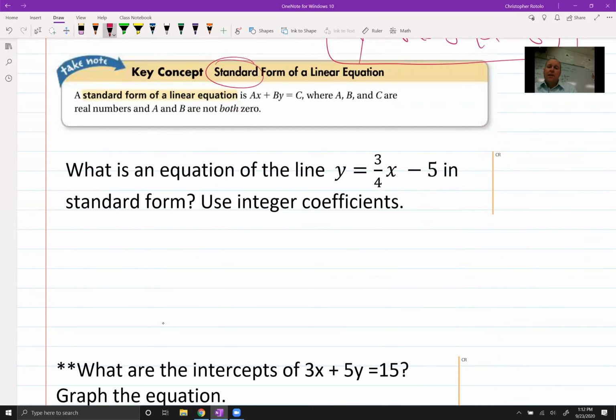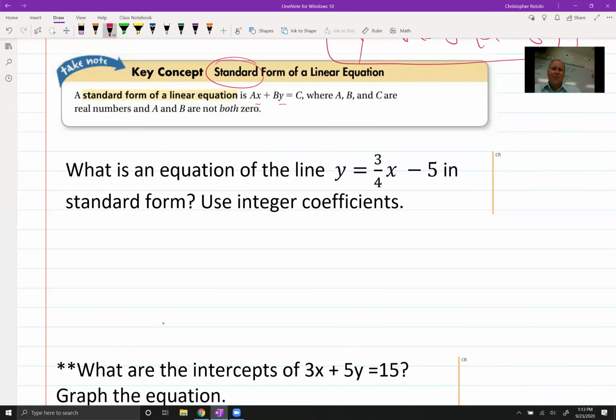Standard form of a line. In Algebra 1, I'll be honest, you really don't like this. But here's the deal. As you grow mathematically, so now you're in Algebra 2, this definition changes just a little bit. So we need x and y on one side, that's for sure. A, B, and C are real numbers, and they are not both 0.